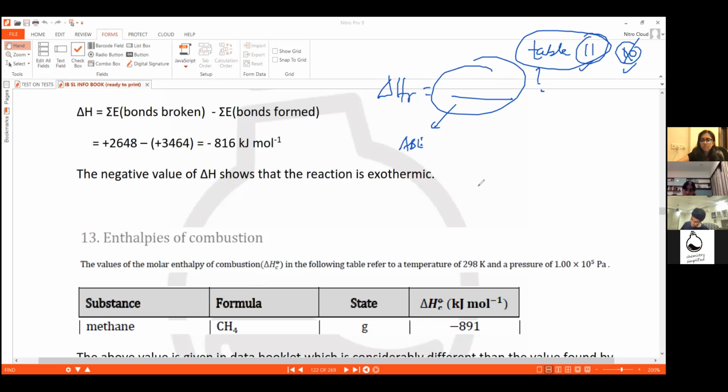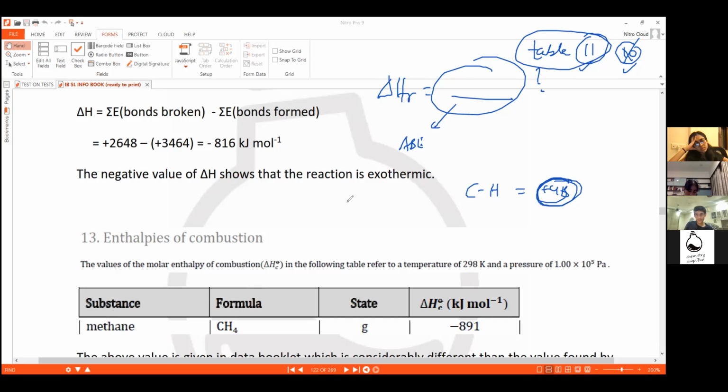For example, if I'm saying the C-H value is plus 413, I'm using 413 for C-H in methane. But specifically, the value for C-H in methane can be something else. 413 is the average value of so many hydrocarbons and so many compounds. But the C-H bond in methane may be something else. I'm not using the exact correct value for the C-H bond in methane, I'm using the average value. Is everybody understanding about this? Okay, that's one thing you can say.